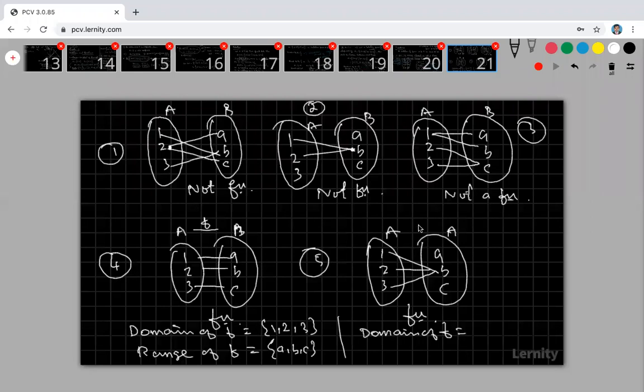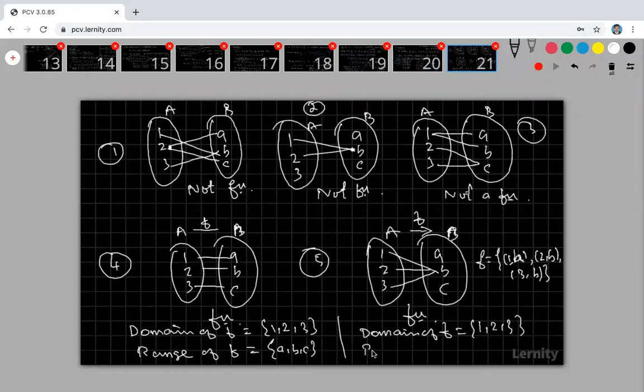Okay, what about here? My domain of F, this is my B and this is the F function. Set of all first elements, because these are the ordered pairs. What are the ordered pairs? 1 comma B, 2 comma B, 3 comma B. 1 comma B is one ordered pair, 2 comma B another ordered pair, 3 comma B another ordered pair. In these ordered pairs, collect the set of all first elements. What are the first elements? 1, 2, 3. That set of all first elements is my domain of F.